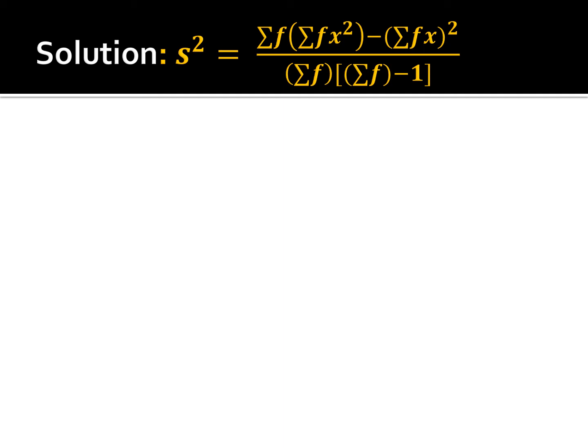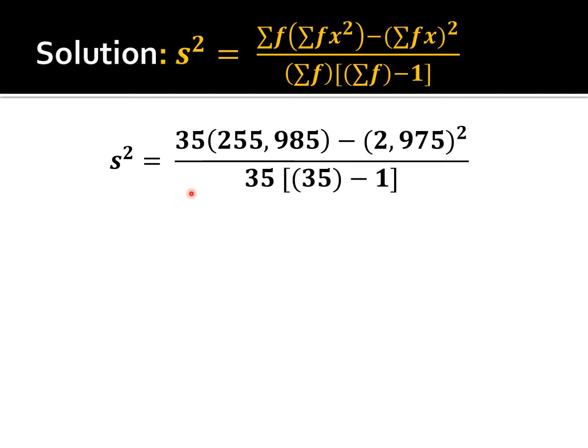here's the solution using the alternative method. So for the sample variance, we have the following. We have 35 for the total frequencies, and then we have 255,985. As you can see, this is the value in the last column, the total from earlier. Minus 2,975, that is the sum of the product of the frequencies and the class mark or midpoint, from our fourth column, squared. And then divided by the sum of the frequencies times the sum of the frequencies minus 1.